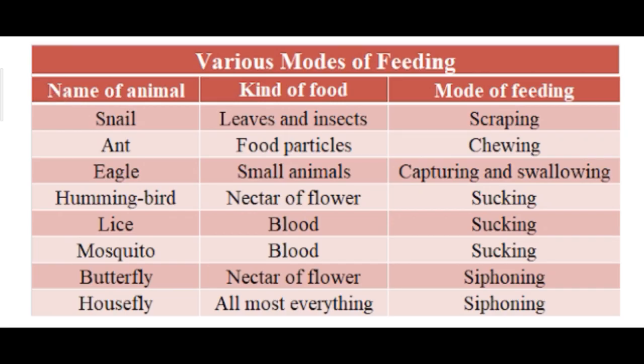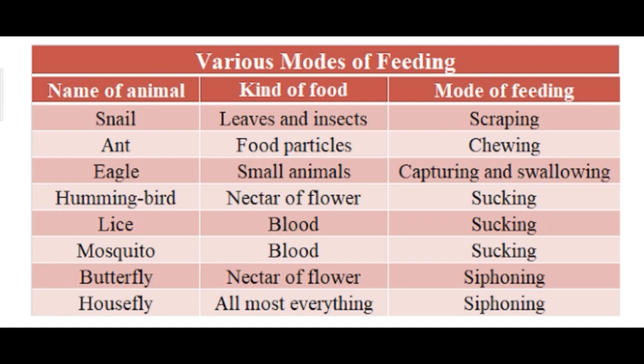There are different varieties of animals in this world and different animals are eating the food in different ways. The mode of taking food into the body varies in different organisms. So there is an activity given in your textbook in the same page, page number 11, activity 2.1. There you need to fill the type of feeding and kind of food which these animals eat. The first animal, snail. The kind of food which snail will eat, leaves and insects.